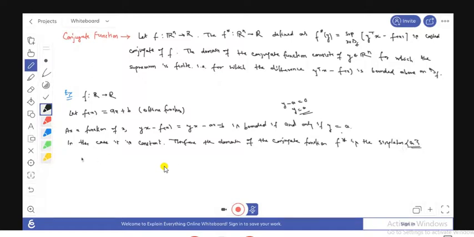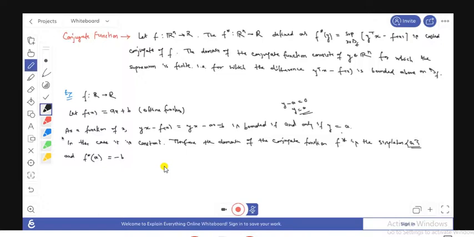And what is the value of this function f star of y, with domain only a, so f star of a? If you put y equals a here, ax and ax cancel out. This is simply minus b. So this is the value of the conjugate function.